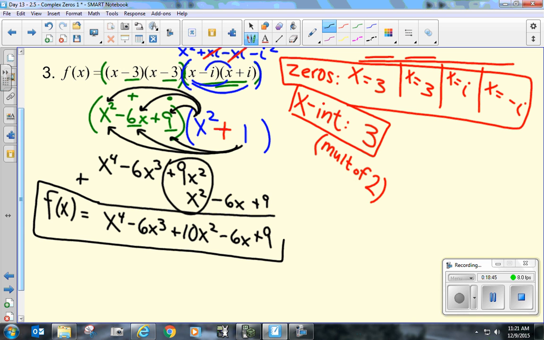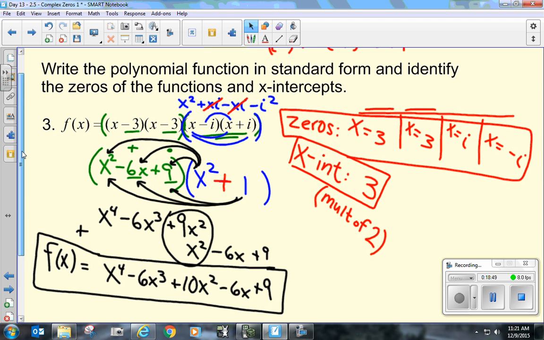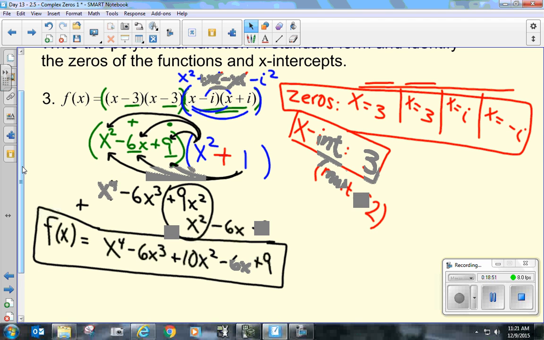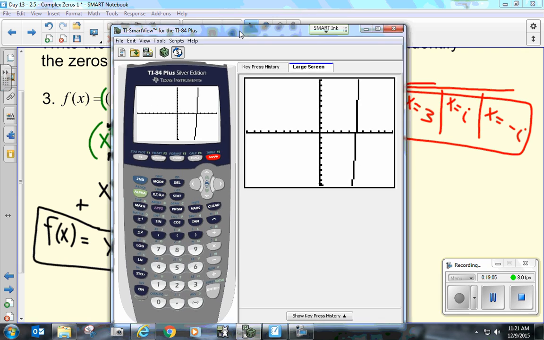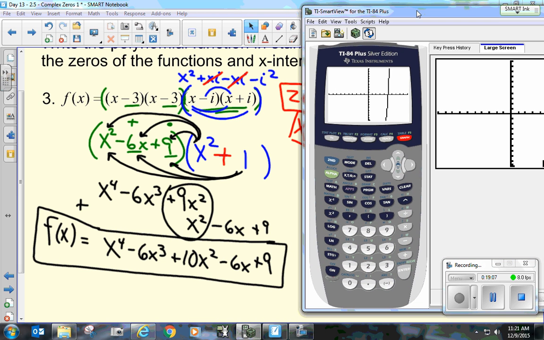And now, we said when we graph that, we've got 4 zeros. 3, it happens twice, and i and negative i. But in reality, our x-intercepts, how many are there? There's 1 at 3. So if I were to graph this, that's just once. And x equals 3, right?